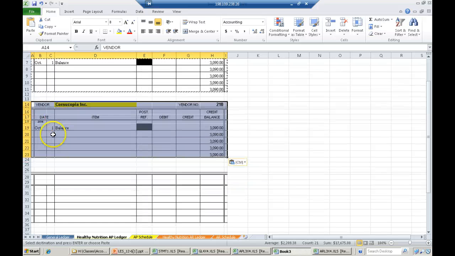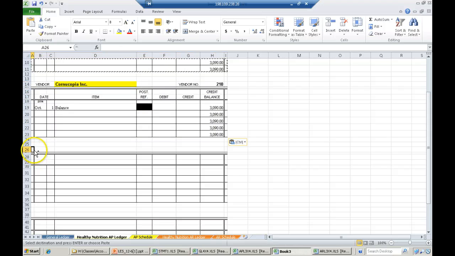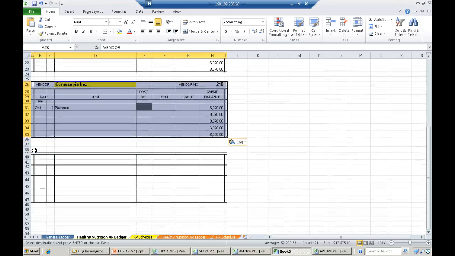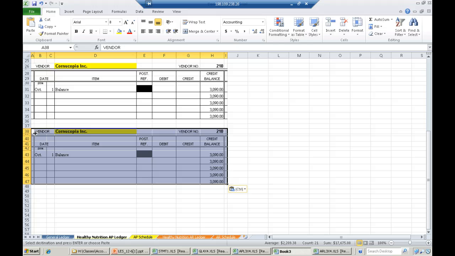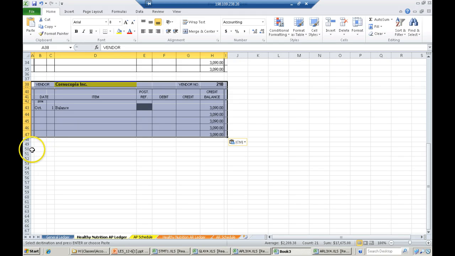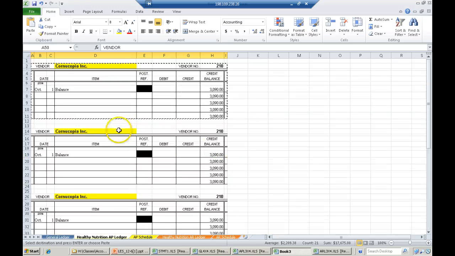We'll paste it. Let's do that here as well. Let's come up to A26, Control V. A38, Control V. And let's put one more right here at A50, Control V. Now they're all the same, however, notice that the formulas remain the same. The balance is there. All we have to do is change the name, the vendor number, and put the dates or put the amounts that we need to.